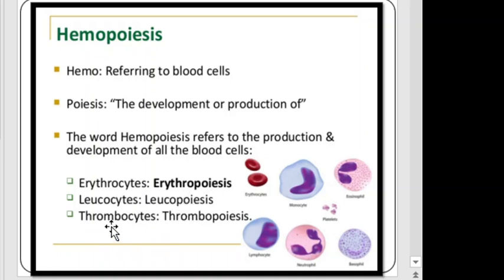Third, there is one more thing we have to know, platelets. Thrombocytes have another name called platelets. So production of these platelets is called thrombopoiesis. So the formation of each blood cell is being given a separate name.